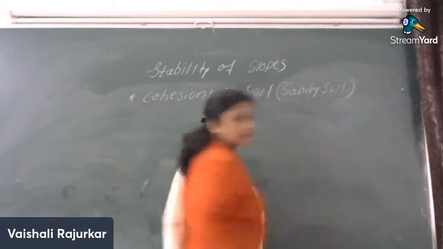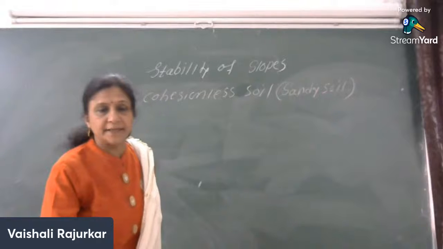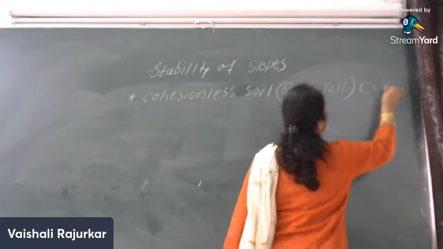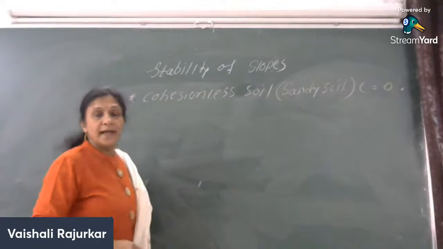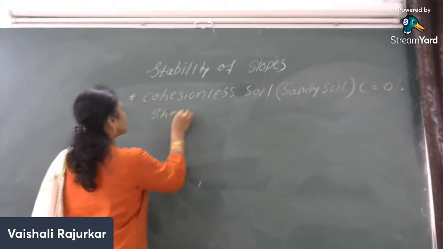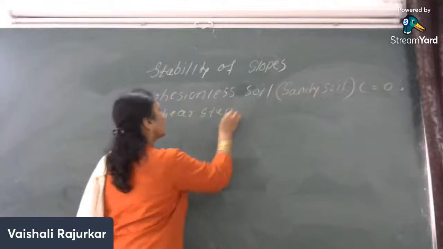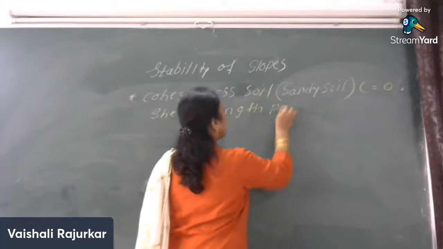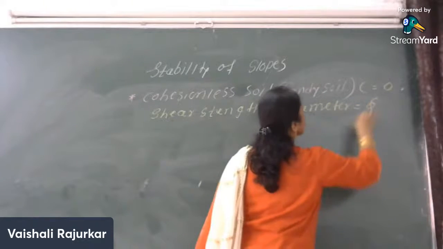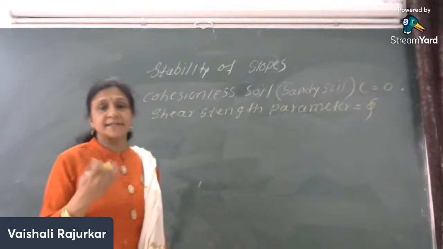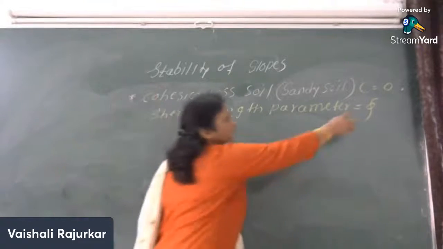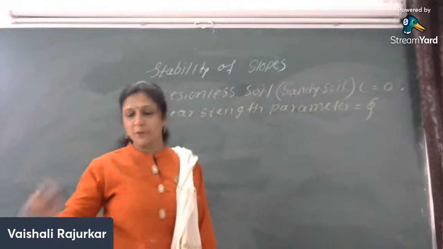If the soil is of a completely sandy nature, the value of c is equal to 0, and therefore the shear strength parameter is phi only. Whatever strength the soil has is only due to the angle of shearing resistance, phi, where the cohesion component is 0.